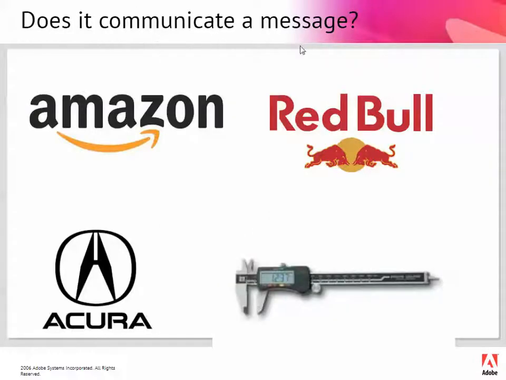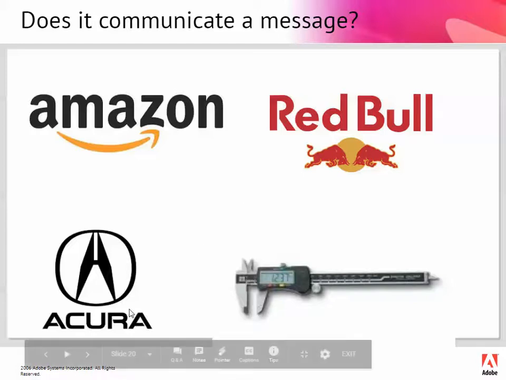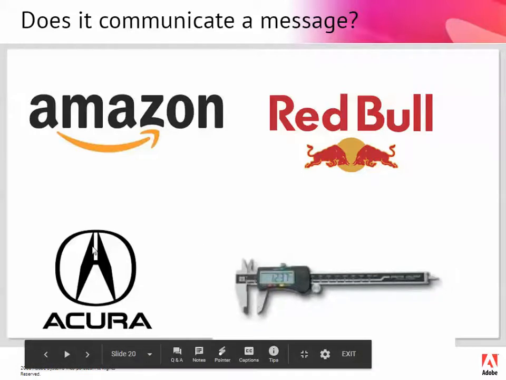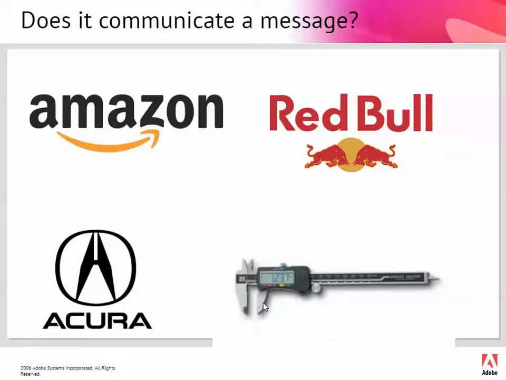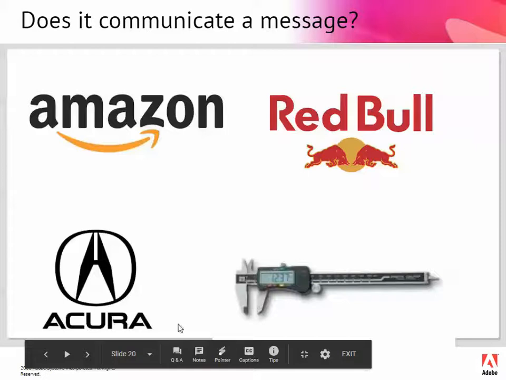Speaking of communicating a message, look at this. Amazon, it makes you happy because they have everything from A to Z, and then there's a smile. So Red Bull, the red is the color of blood and power, and the bull is also the symbol of power. That's good. All right, so Acura uses this A, but this A also looks like a tool called calipers. Calipers are what you use when you're an engineer to make really accurate measurements. So Acura, accurate measurements, engineering, it all works.